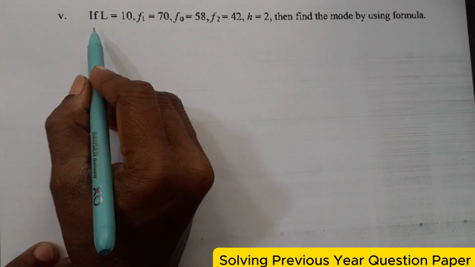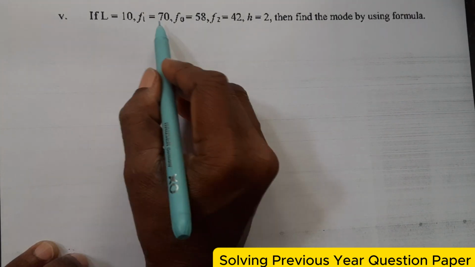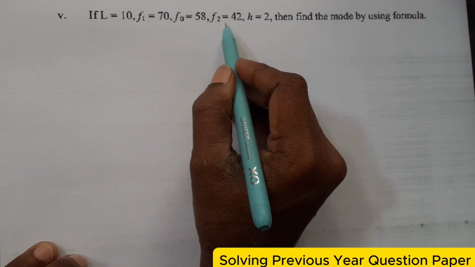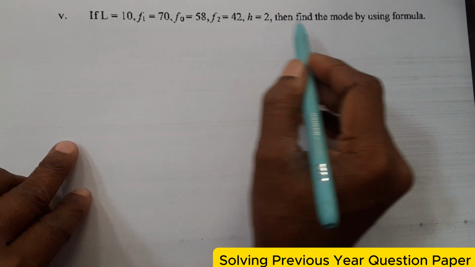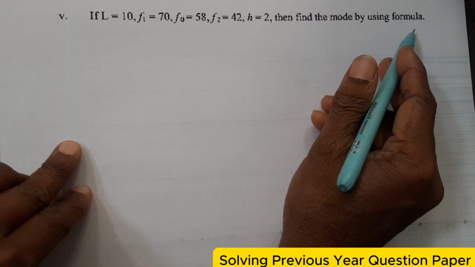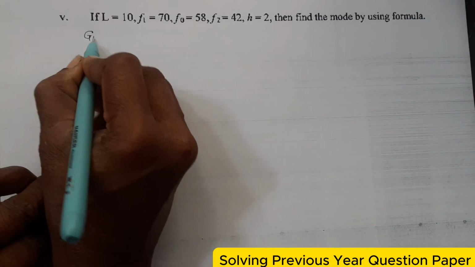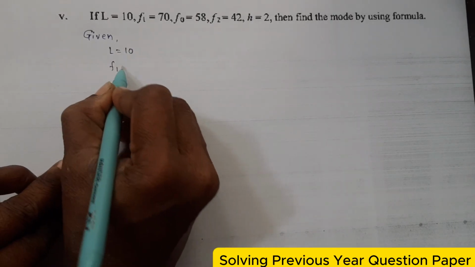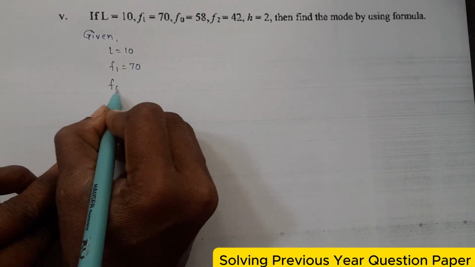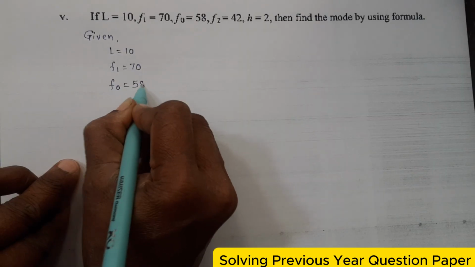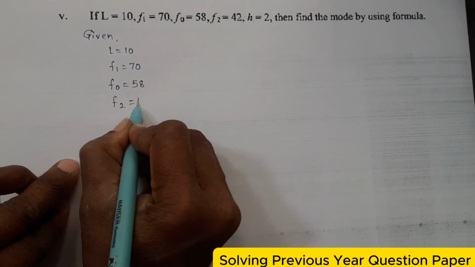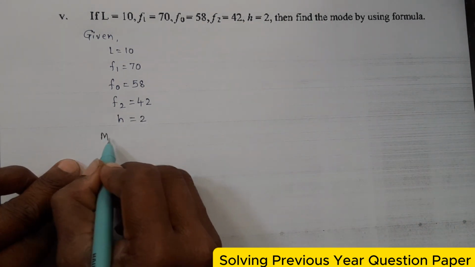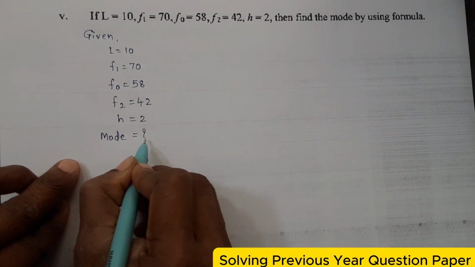Next example, students: if L is equal to 10, F1 is equal to 70, F0 is equal to 58, F2 is equal to 42, H is equal to 2, then find the mode by using the formula. So first we write given L is equal to 10, F1 is 70, F0 is 58, F2 is 42, H is 2, and we have to find the mode. So mode is equal to question mark.